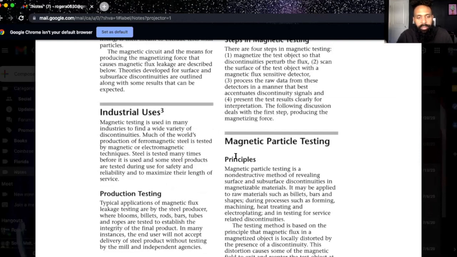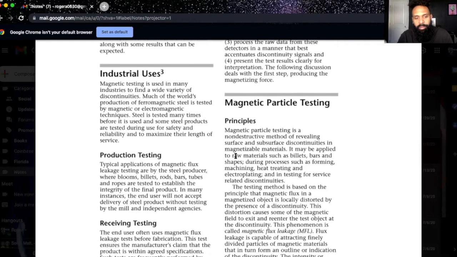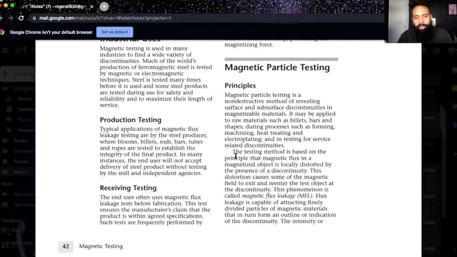Production testing. Typical applications of magnetic flux leakage testing are by the steel producer, where blooms, billets, rods, bars, tubes, and ropes are tested to establish the integrity of the final product. In many instances, the end user will not accept the delivery of steel product without testing by the mill and independent agencies.